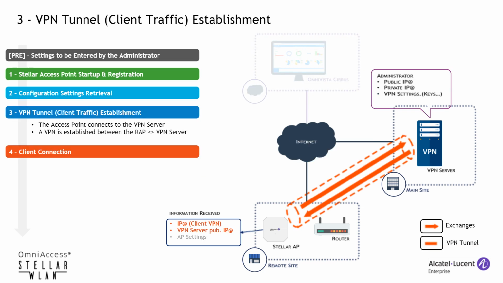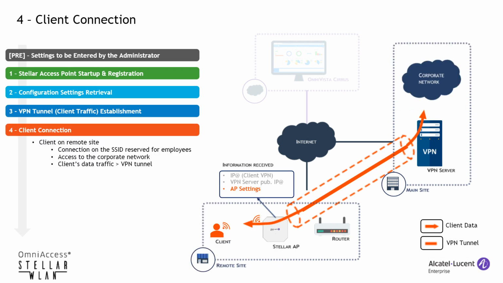Using the VPN server's IP address received in the previous step, the Stellar Access Point at the remote site connects to the VPN server and establishes a VPN tunnel. This tunnel carries the traffic of Wi-Fi clients that are connected to the remote access point. In addition to the VPN tunnel information, the access point receives its configuration in the same step.